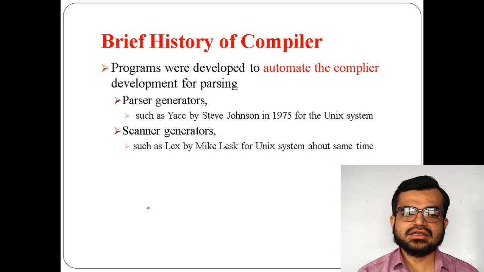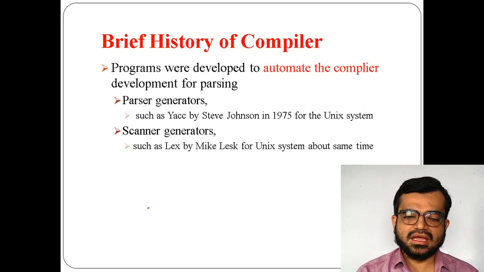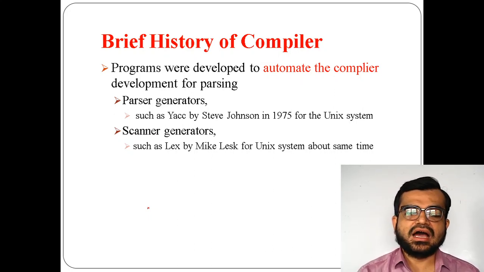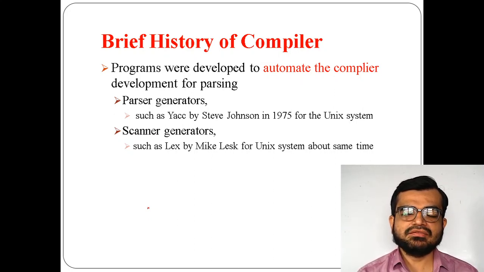The parser generator works on YACC, which is Yet Another Compiler Compiler, by a person called Johnson. It was started initially for the Unix system. And not only this one, most applications were developed through Unix first. Even the C language was first developed on Unix. That happened in the year 1975: the parser generator and the scanner generator.